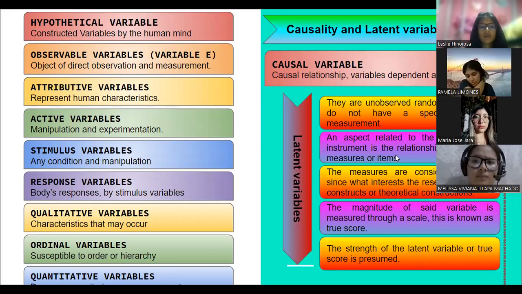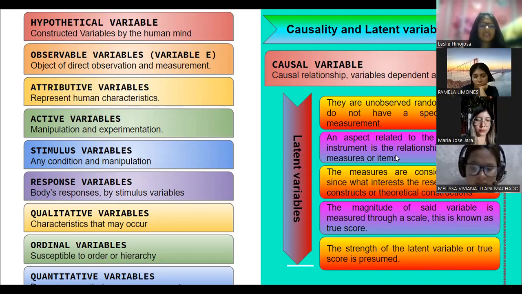Also, we have the attributive variables. This kind of variable is only observed. It represents human characteristics, for example, sex and social position. We have the stimulus variable too. The stimulus variable refers to any condition or manipulation introduced by the researcher into the environment. Now we have the responsive variables, that is, the body's response to the stimulus variables.